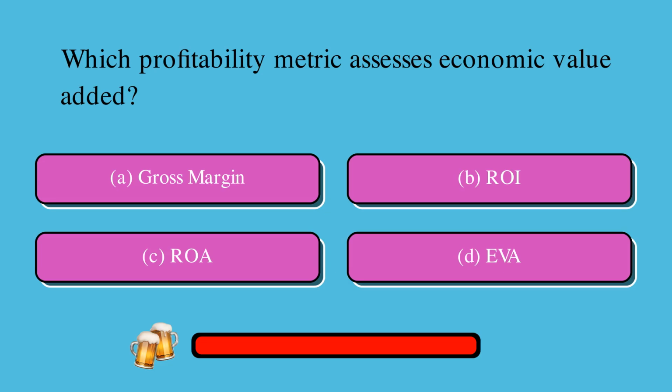Which profitability metric assesses economic value added? Is it A, gross margin, B, ROI, C, ROA, or D, EVA? The correct answer is EVA.